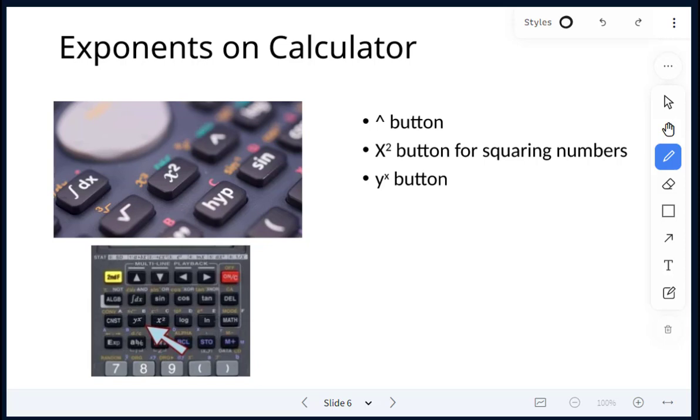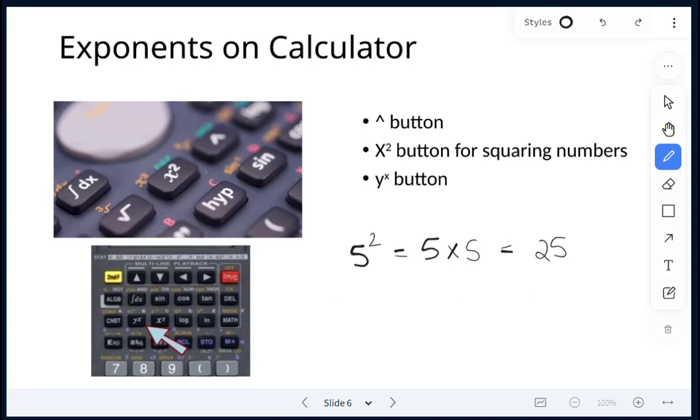All right, on your calculator. If you have your calculators with you, take a look at it right now. You'll find this button with the little top hat type looking symbol. You can use that button for calculating powers. You also have an x squared button shown here, which is just to square numbers. So if you were doing 5 squared, which is 5 times 5, that is 25.